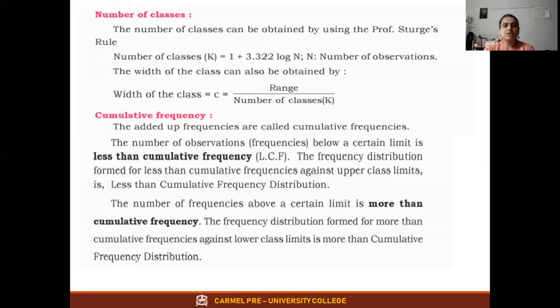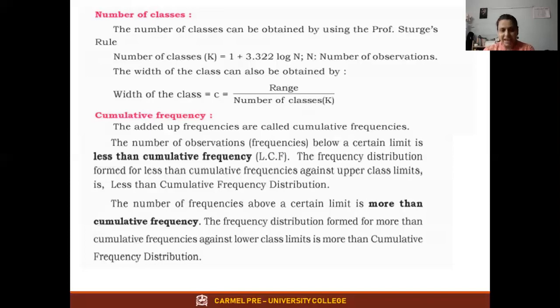Next, cumulative frequency. Now frequency is number of observations. Now if I have frequencies like 2, 4, 6, cumulative frequency is adding up those frequencies. 2, 4, 6 I said. So 2 plus 4 is 6. 6 plus 6 is 12. Cumulatively you go on adding up the frequencies. You add first and the second, second and the third, third and the fourth. So added up frequencies is called cumulative frequencies. So if they ask you what is cumulative frequency, your definition will be added up frequencies. In the cumulative frequency, we have two types.